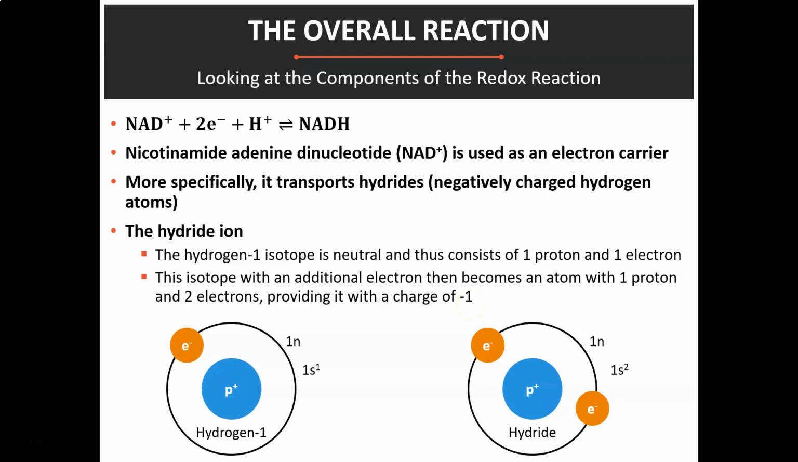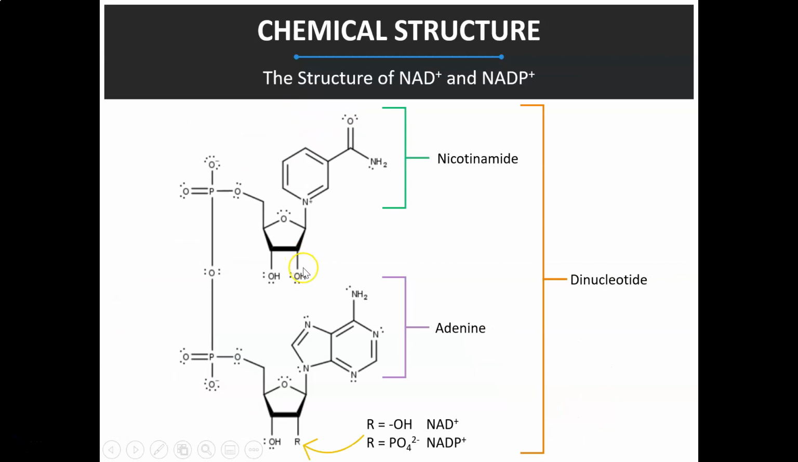Therefore, 1 proton and 2 electrons are what is picked up by the NAD+, and this can be carried in the form of NADH. Here's the chemical structure of NAD+. If we look at the name nicotinamide adenine dinucleotide, we can see where this term comes from.